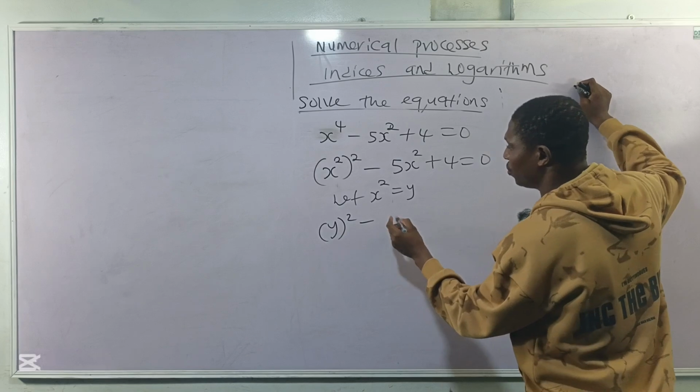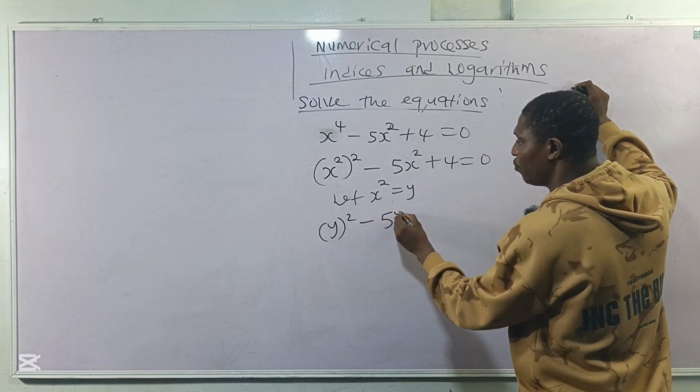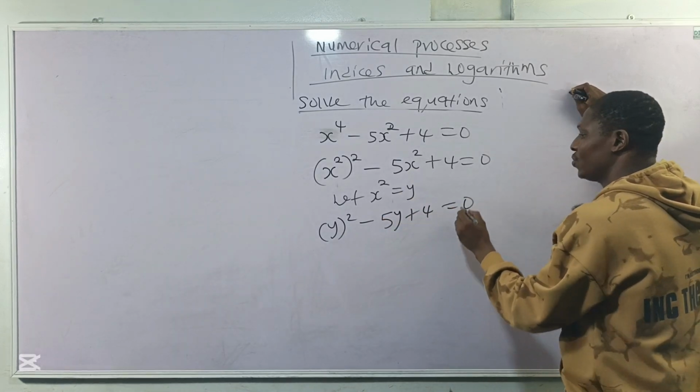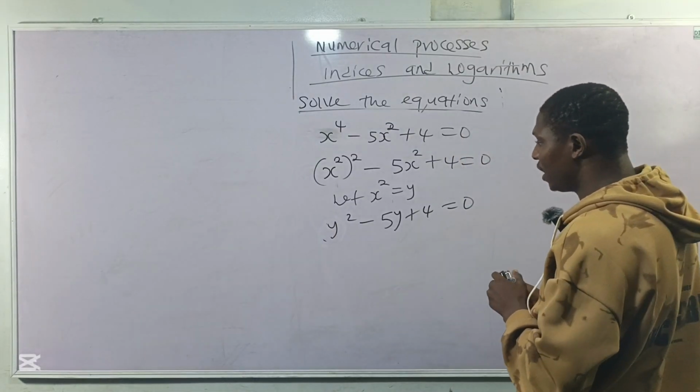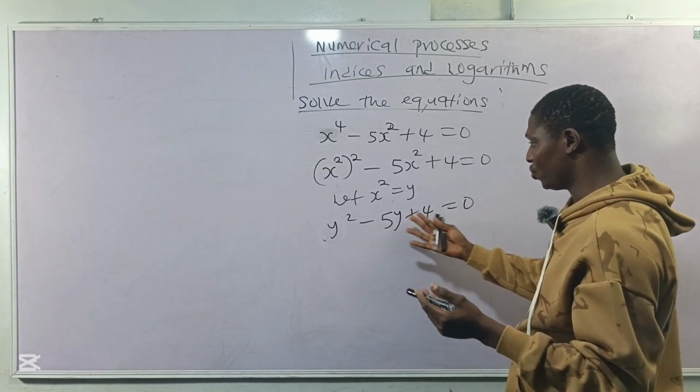So we have y squared, which is this, minus 5, in place of x squared put y, plus 4 equal to 0. You can choose to remove the brackets. Now we have to factorize or use any method of our choice to solve this.